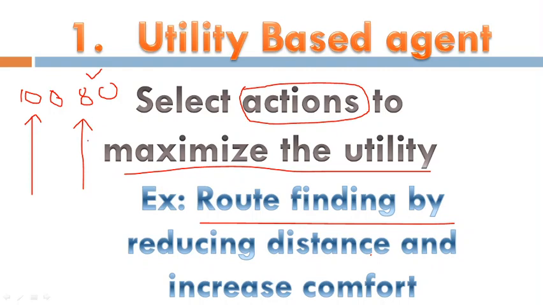And the second point is, this 80 kilometer road is not safe. This 100 kilometer road is safe, meaning a good road. What will you choose? 100 kilometers. So first you are checking the distance, and then you are checking the safety and comfort. So that is a utility based agent.